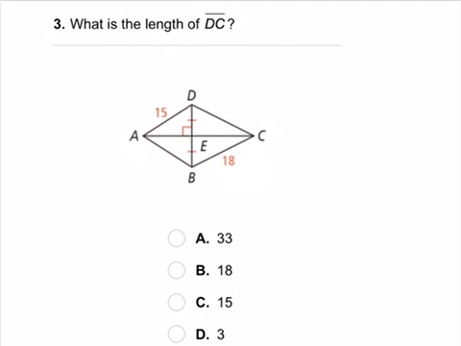Last one, they want me to find the length of DC. This is also the perpendicular bisector theorem, but going the other way. So if CB is equal to 18, then CD also needs to be 18.